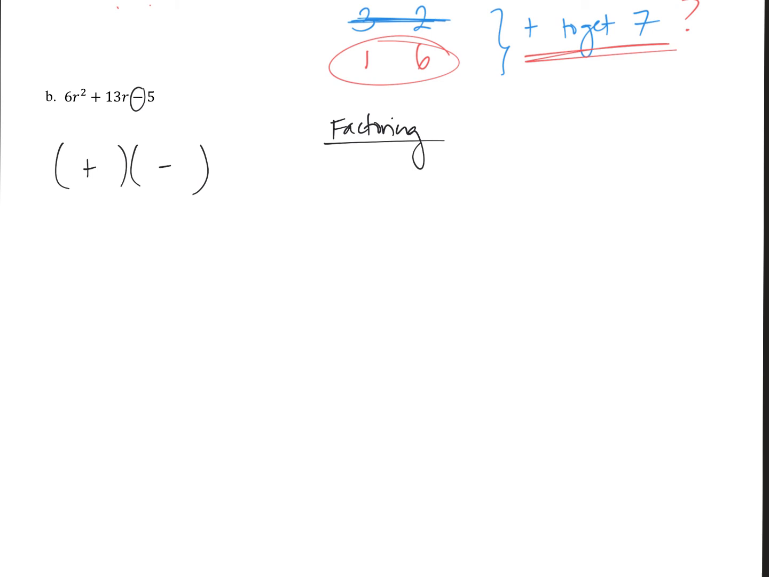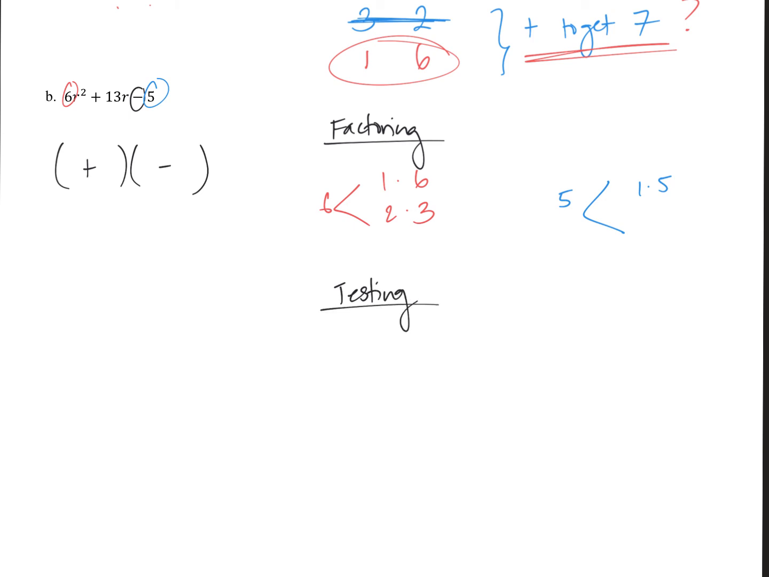We'll take our first term, which is a 6, and factor that. That's 1 times 6, and then 2 times 3. And those are the only factors. So let's go ahead and take the 5. The 5 can factor into 1 times 5, and that's it, because 5 is prime. Okay, so we factored everything. Let's go ahead and move on to the testing.